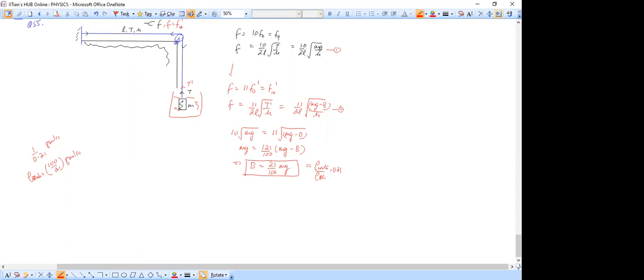Just check my calculation once here, but up to this step it is correct, that 121 by 100. So you get 100 mg is equal to, oh sorry, this will be different. This will be by 121, not by 100. Yeah, okay. Because 100 mg will be equal to 121 mg minus buoyant force. So this will be by 121.